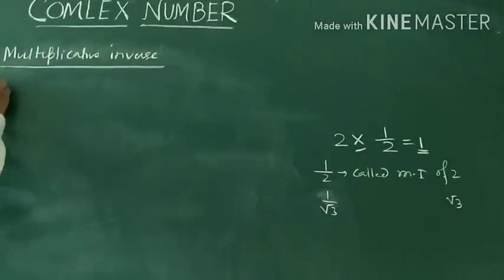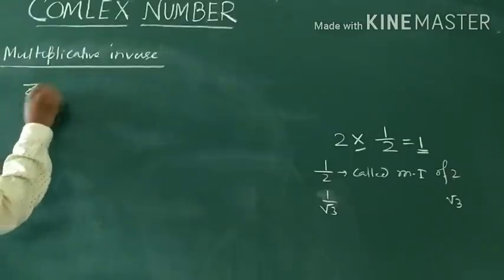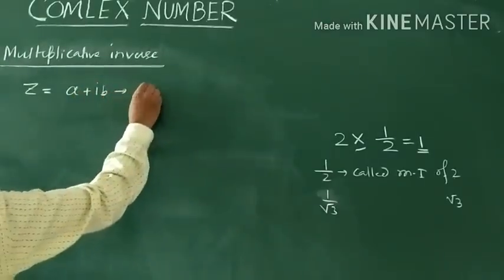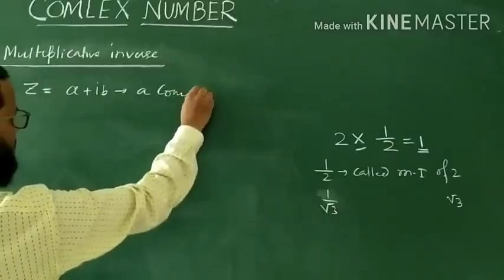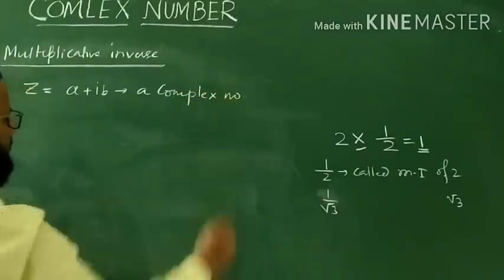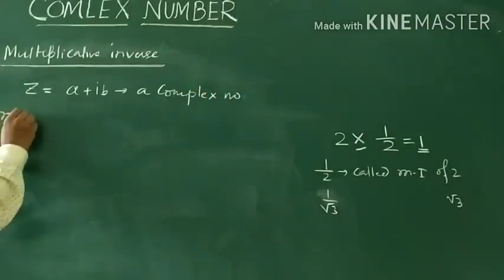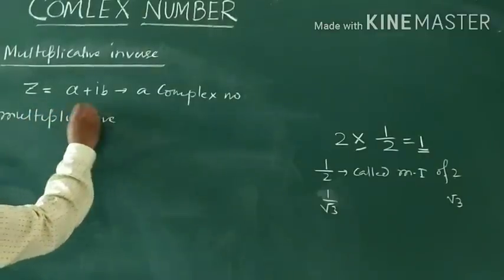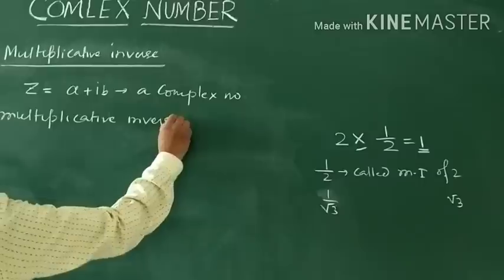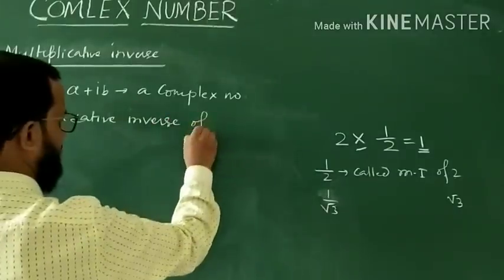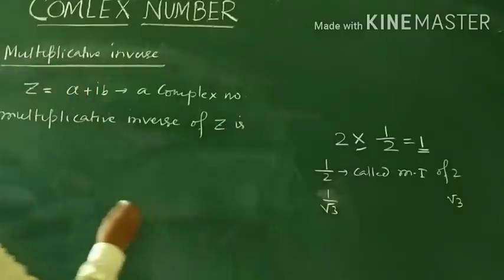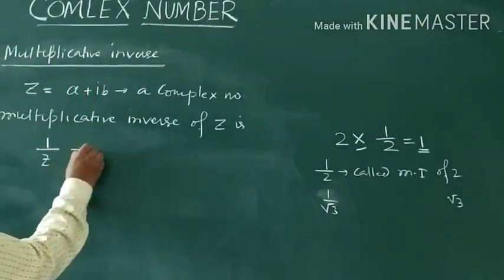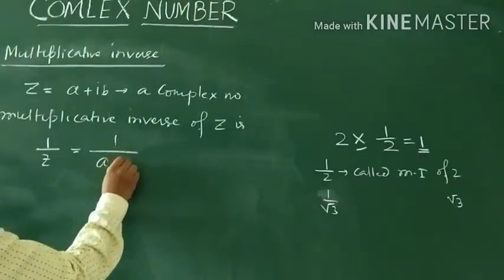So let us suppose that z is equal to a plus ib, a complex number. Then the multiplicative inverse of z is 1 by z. And 1 by z equals 1 by a plus ib.